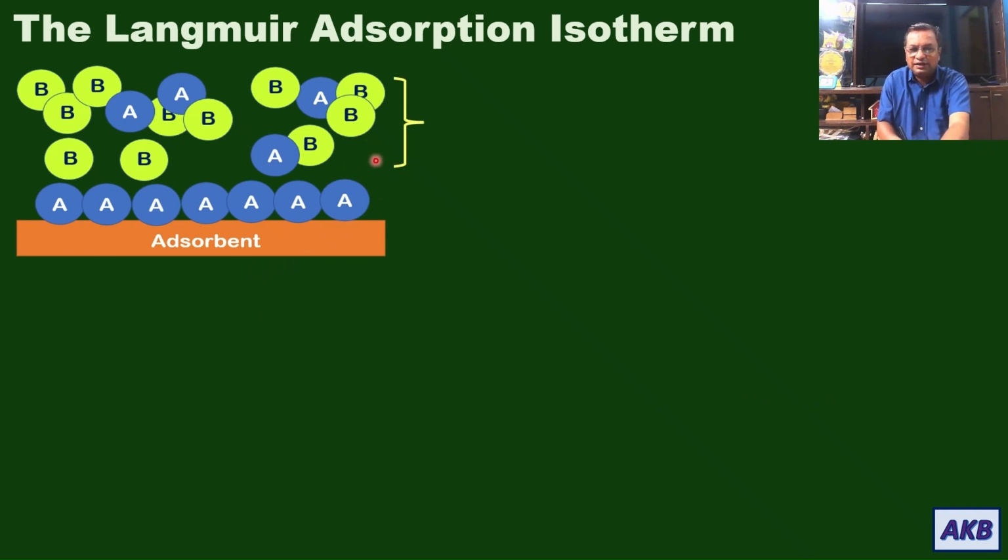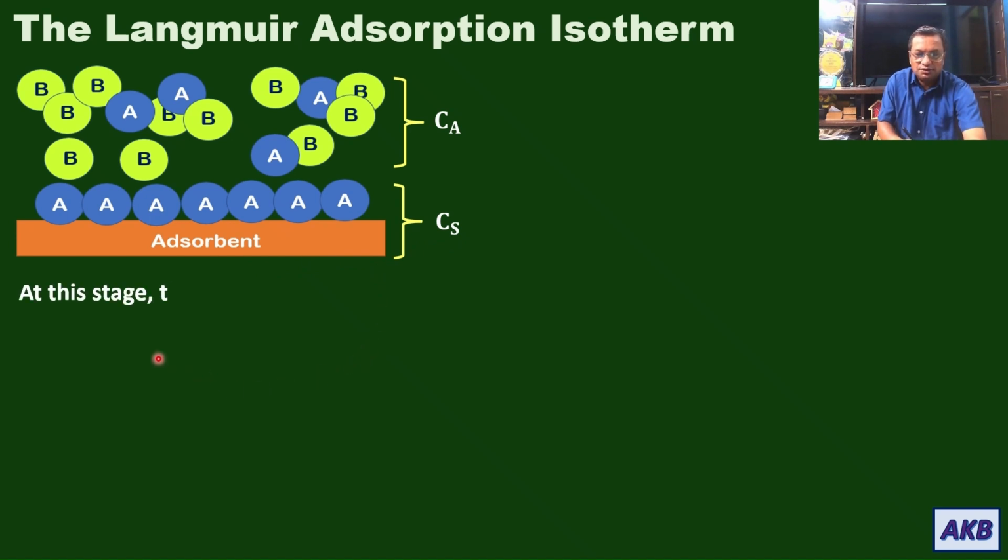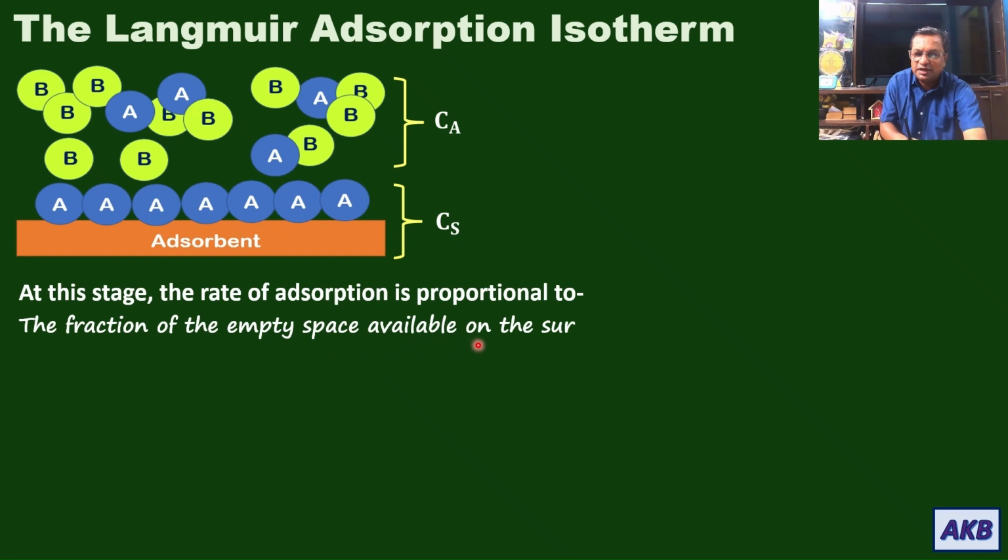So in the gas mixture, as I said earlier, Ca is the concentration of A in the gas mixture, whereas Cs is its concentration on the surface of the adsorbent at equilibrium. Equilibrium will be reached, and at this stage, the rate of adsorption is proportional to the fraction of empty space available on the surface of the adsorbent. When the surface of the adsorbent is covered and there is a lack of space, at this particular stage, the rate of adsorption is proportional to the fraction of empty space that is available on the surface of the adsorbent.